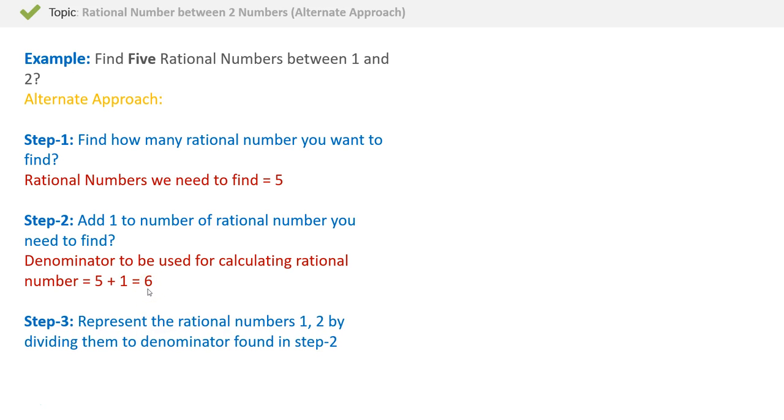I'm then going to take this number and try to represent number 1 and number 2 by dividing any number by 6. So if I have to represent 1 by dividing a number by 6, it's basically going to be 6 divided by 6. That gives me 1. Similarly, if I have to find a number which I can divide by 6 to give me 2, that is 12. So 12 by 6 gives you 2.